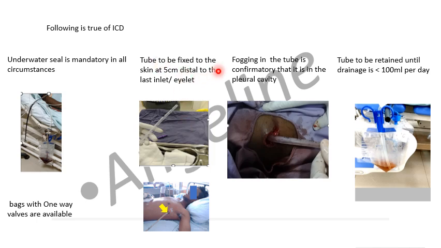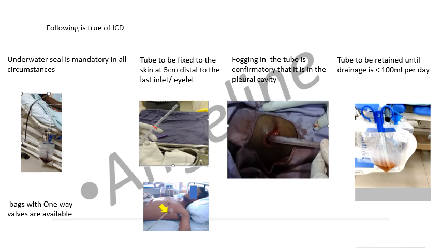Tube to be fixed at 5 cm distal to the last inlet or eyelet. These holes are called inlets and eyelets, whatever you want to call. So where exactly will you fix the tube to the skin? The last eye should be in the cavity. How do you know the last eye is in the cavity? By fixing at 5 cm distal to the eye. The tube will be fixed to the skin here, at 5 cm from the last eye. So if you keep your hand there at 5 cm from the last eye and you push it in, you will know where exactly you can park it and stitch it.